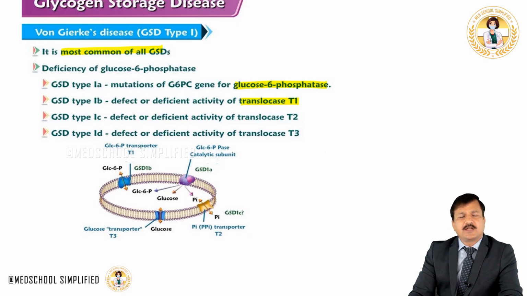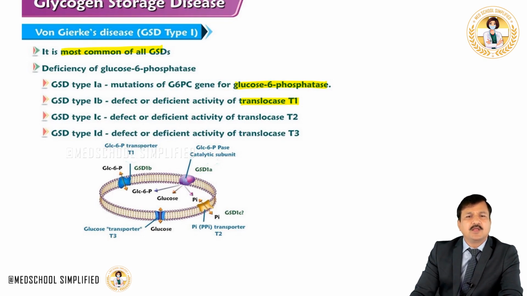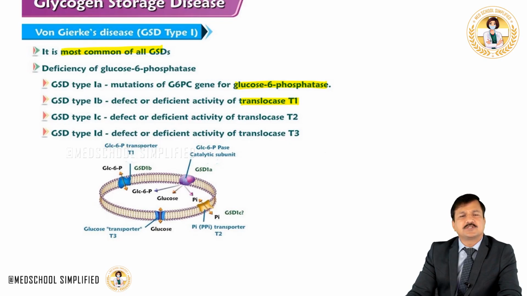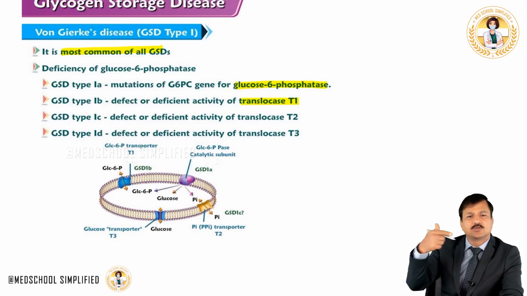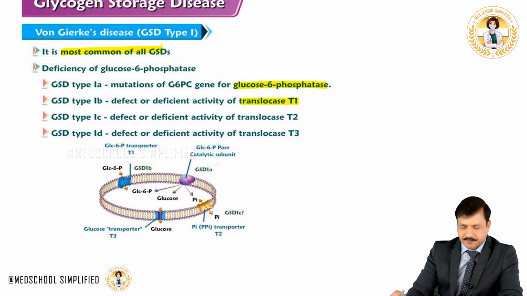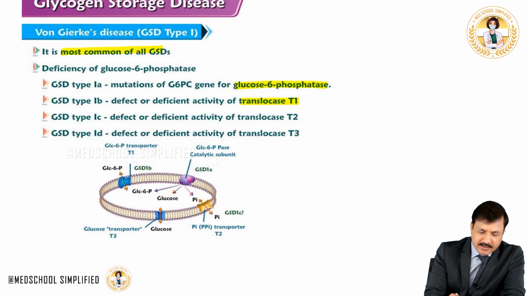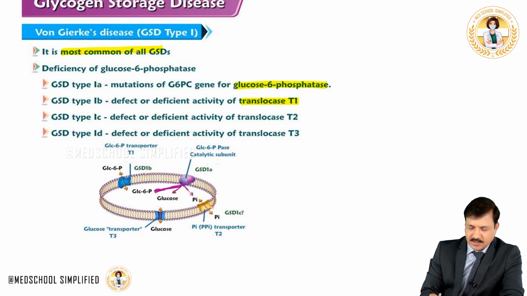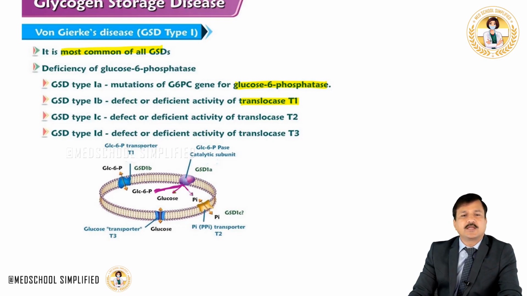Now when glucose 6-phosphate enters the lumen of the endoplasmic reticulum, with the help of glucose 6-phosphatase, which is attached to the membrane of the endoplasmic reticulum and whose catalytic subunit is towards the lumen, it is going to take that glucose 6-phosphate and break it into glucose and inorganic phosphate. It goes like this. So glucose is released and inorganic phosphate is released. So it gets into this glucose 6-phosphatase enzyme and it breaks into glucose and inorganic phosphate.